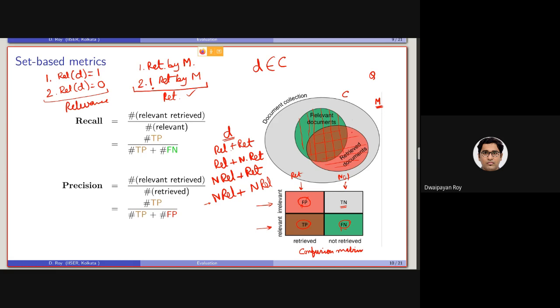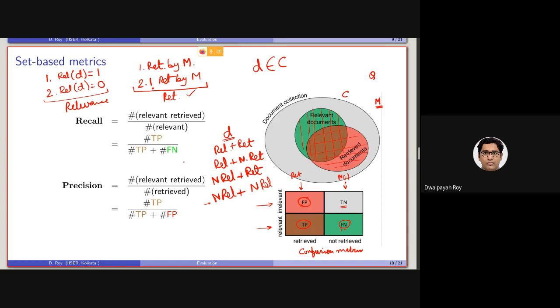And this, I think, is a magenta color, or you can say pink. This pink shaded portion, these are the documents which are retrieved by the system, but which are not actually relevant. That is, they are false positives.